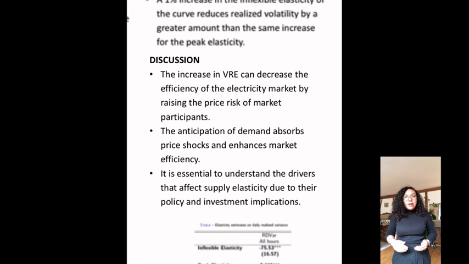On the other hand, demand expectations have the inverse effect as they help to adjust production in advance and absorb a price shock by making the supply more elastic. Moreover, understanding the shape of the supply curve and the factors that change this shape is crucial given their policy and investment implications.